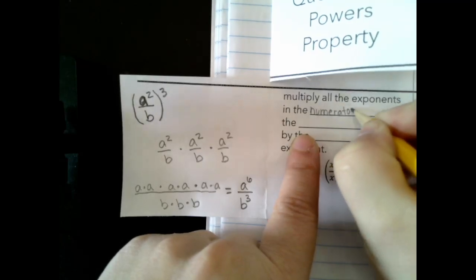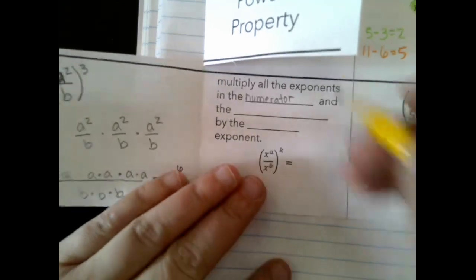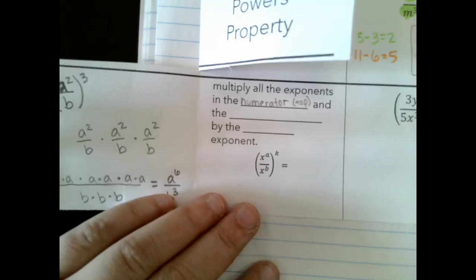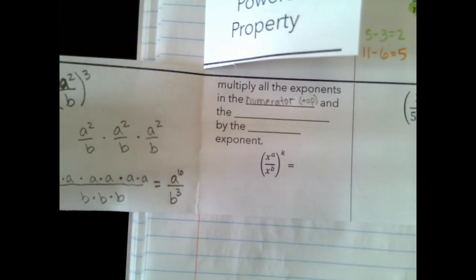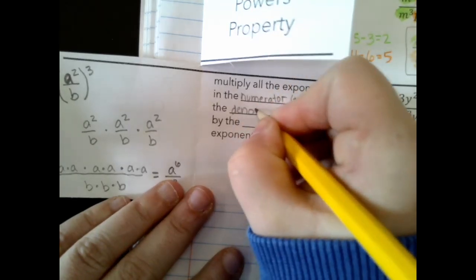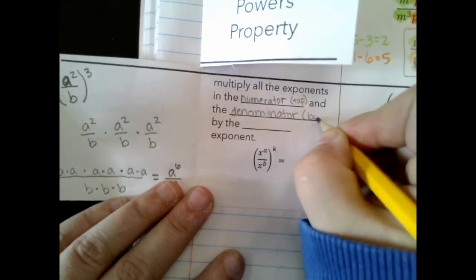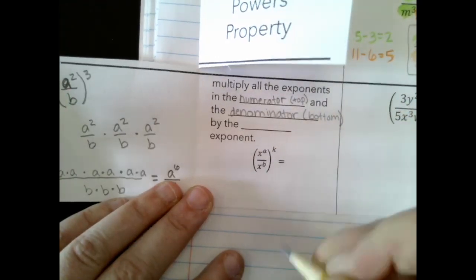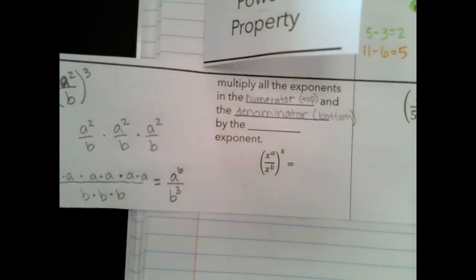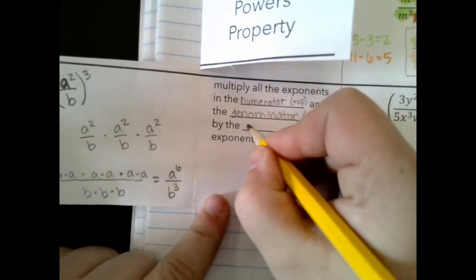Try and write that word small, because I didn't give you a lot of space. And what does numerator mean again? The top. So if you have room to throw that in there, the top. We're going to multiply all the exponents in the numerator and the denominator. And denominator means the bottom. And we're multiplying it by that outside exponent.